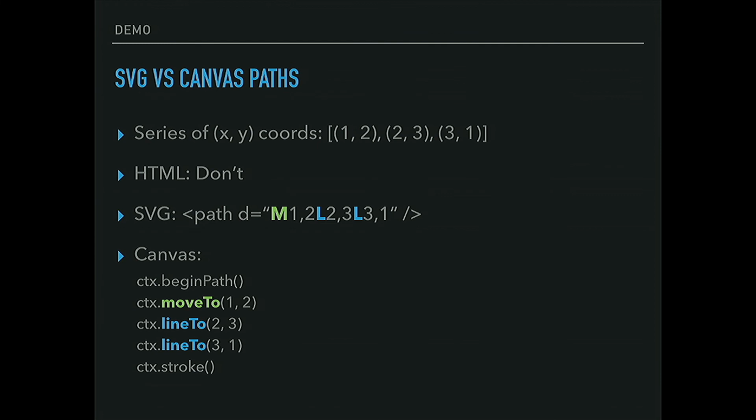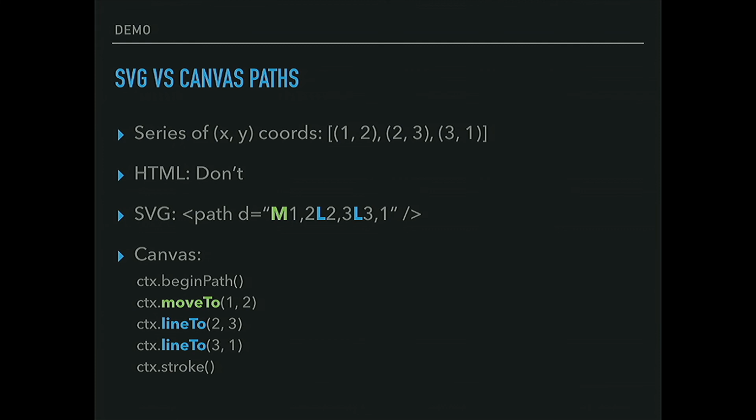Here's an example of how SVG versus Canvas paths work. So you take a series of XY coordinates. Here's 3 points, 1, 2, 2, 3, 3, 1. So how would you render this line described by these 3 points in these 3 APIs? So in HTML, don't draw lines in HTML. SVG, you do a path element. The D string would look something like this. And Canvas has a bunch of commands.